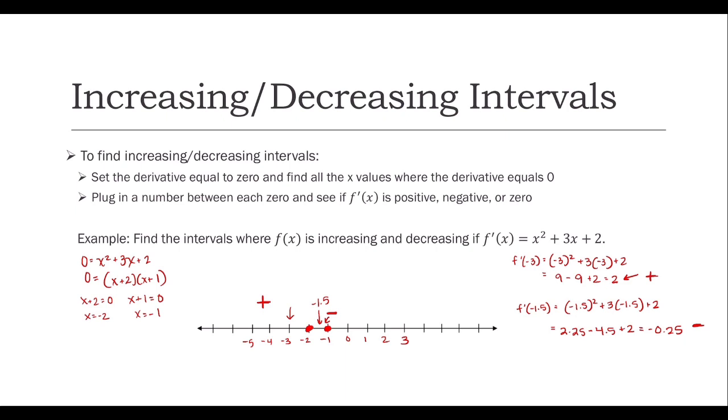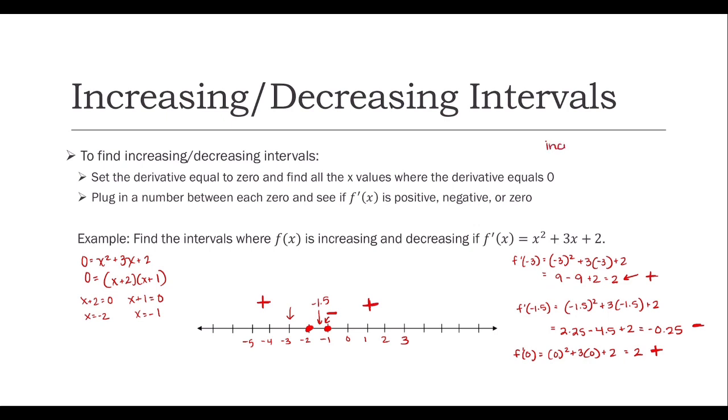Finally, we have our section to the far right, so we can plug in anything greater than negative 1. So we'll do f prime of 0, which equals 0 squared plus 3 times 0 plus 2, which equals 2. So that's positive, so we're increasing in this final section.